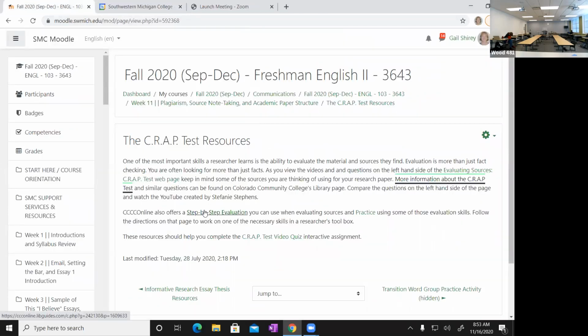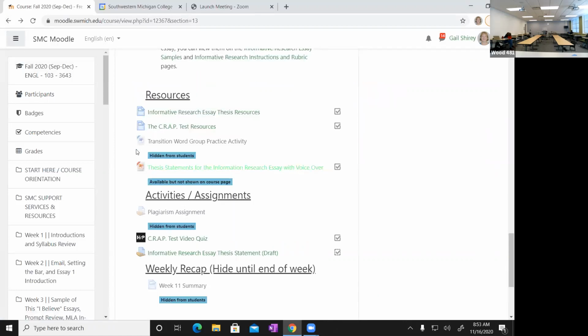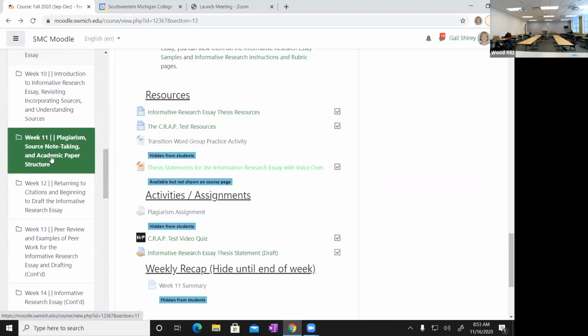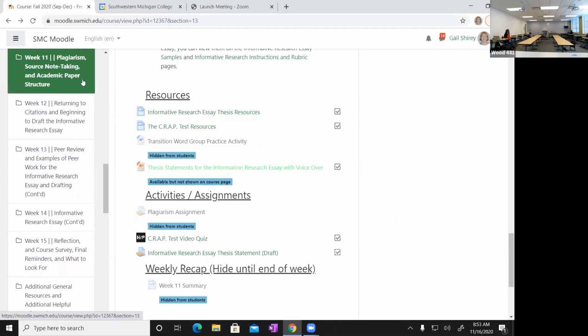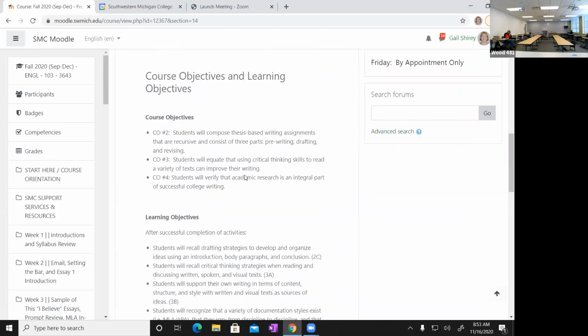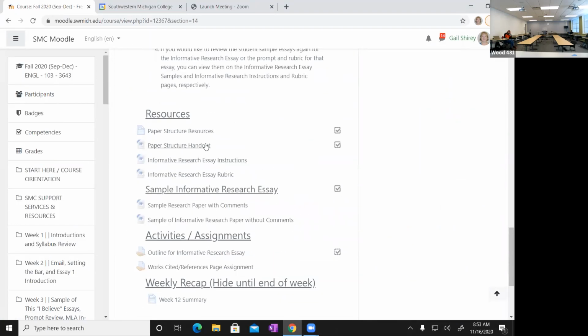I give you another one here, a step-by-step evaluation. And then, of course, the link to the assignment itself. So those are the 2 items that are going to be due by Sunday. Now, what I want to point out to you is we're in week 11, and next week we are going to have a little bit more emphasis on citations. I give you resources on structure, also on outlining. You're going to have to provide an outline of your paper. And then your works cited and reference page assignment to start practicing those citations.